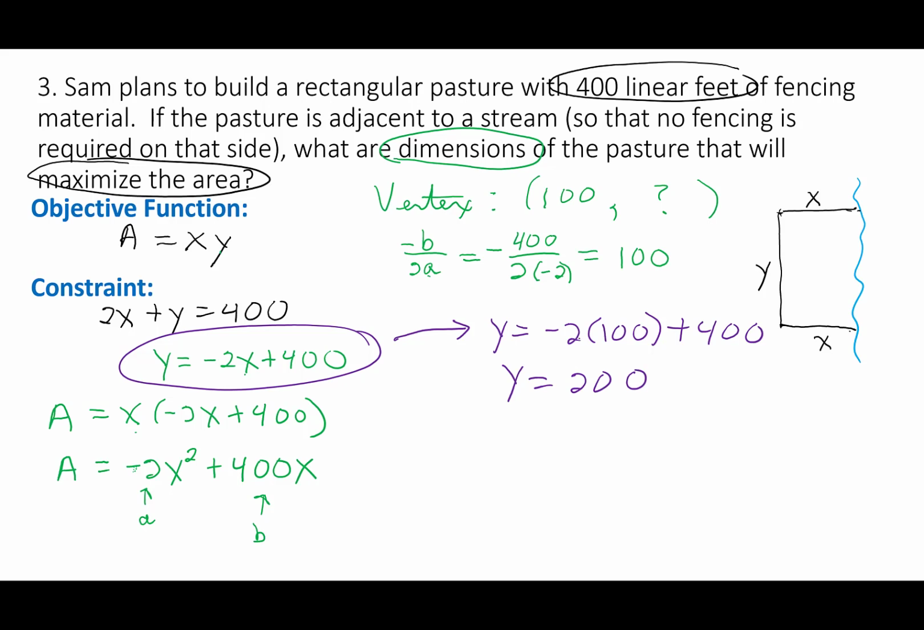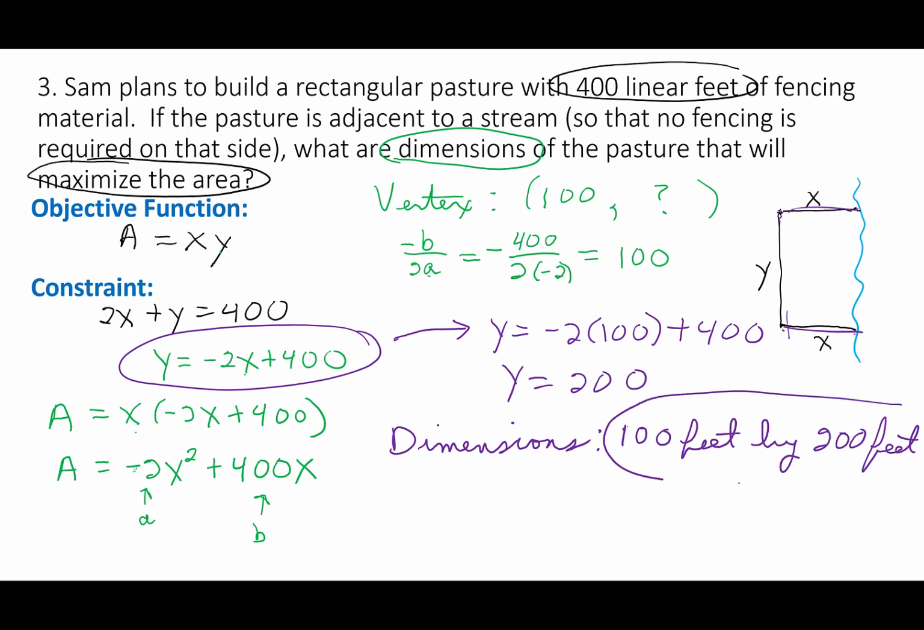So my dimensions that will maximize the area are 100 feet for the width by 200 feet for the length. So this y would be 200, x would be 100. Altogether, that adds up to 100 plus 200 plus 100 gives us the 400 feet. So this is the answer to the problem.